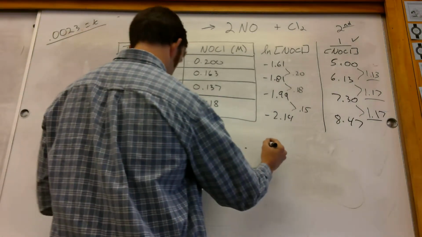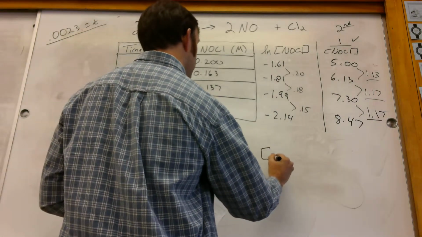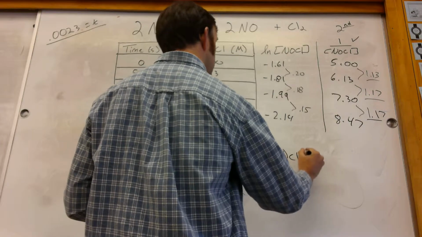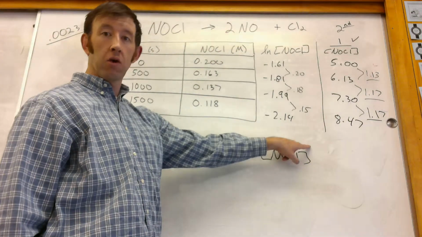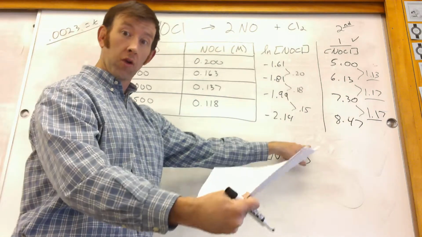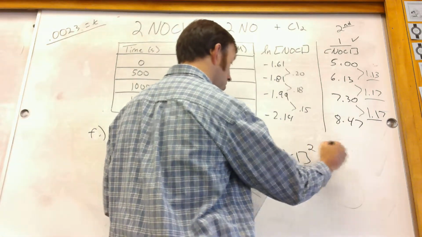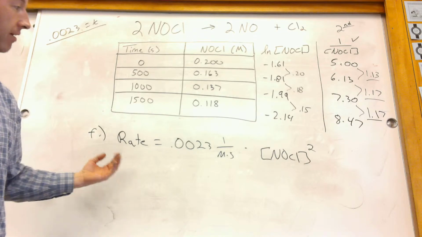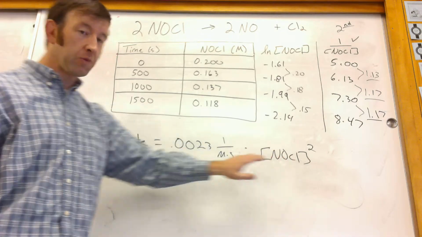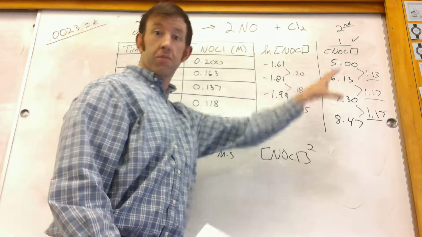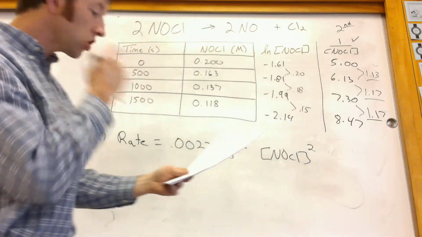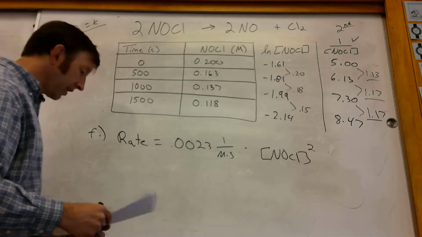Times the molarity of NOCl, and I need to raise that to a certain exponent. Because it's a second order reactant, that's going to be a 2. And that's my rate law. So now I can figure out my rate at various molarities, because now I know my rate constant, which I figured out by going through all this mess. Okay, nearing the end here, letter G.